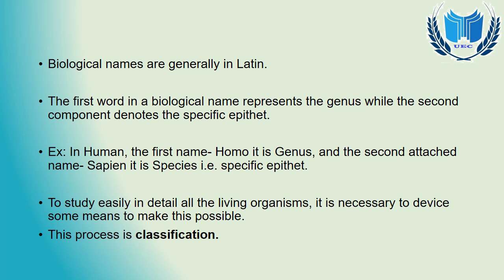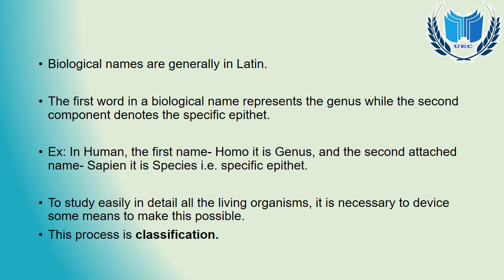Again I repeat, as an example, in human being, the first name Homo is the genus of mammals, right? And the second attached name is sapiens, that is the species specific category. It is also called specific category in which we human beings come, right? We are included in this specific category, that is sapiens. That's why our biological name is Homo sapiens.